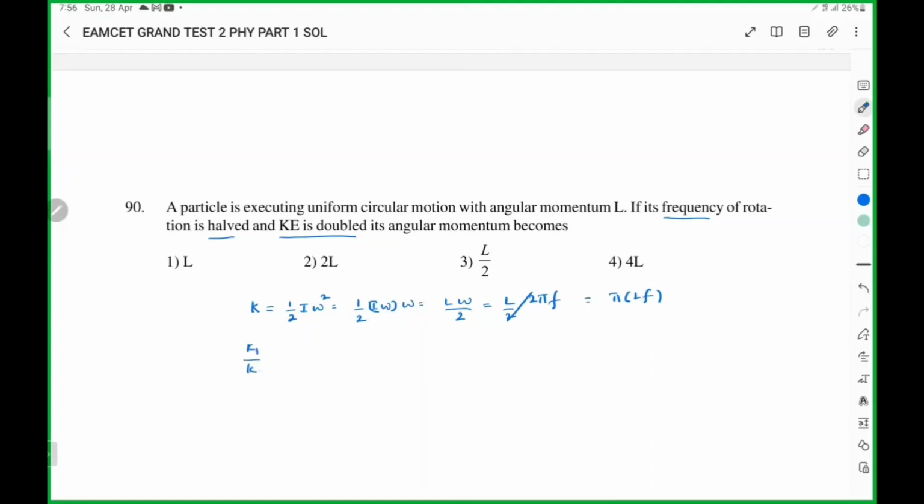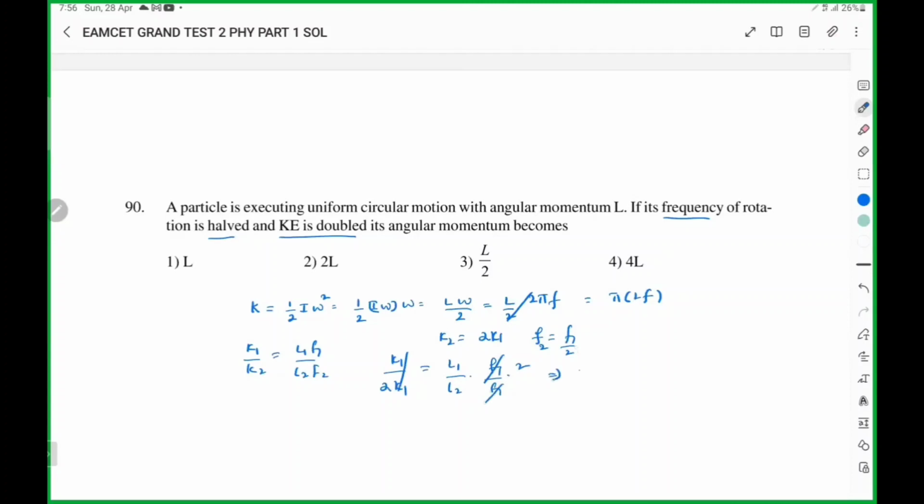So K1 by K2 is L1 F1 by L2 F2. What is given is kinetic energy is doubled. Frequency is halved. So it is 2K1, L1 by L2, F1 by 2.